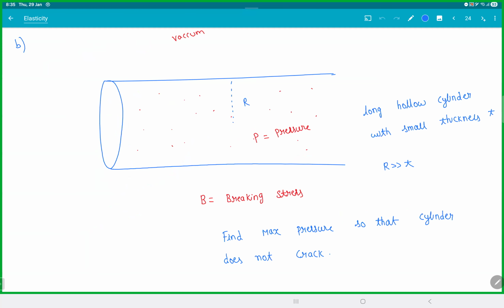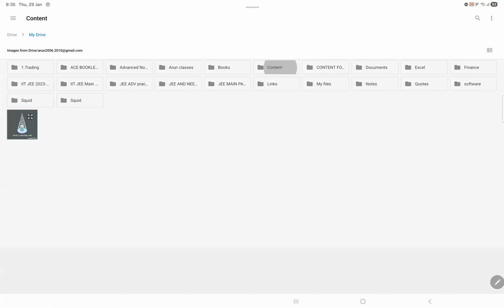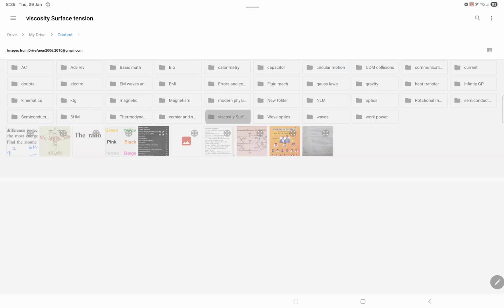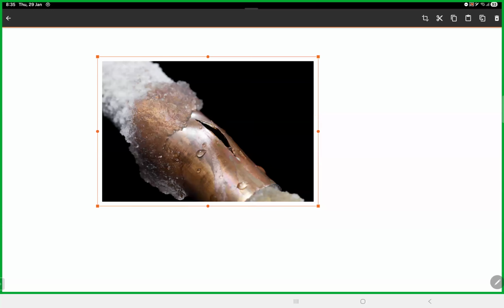I hope the picture was clear. It's a long cylinder, so you can ignore the edges. It's an infinite cylinder, basically. Inside it is filled with gas. If you keep on increasing the pressure of the gas, at some point it will burst, meaning it would look something like this. Can you see how it opened? So you will get a crack like this. It will tear open. So how much is that pressure?